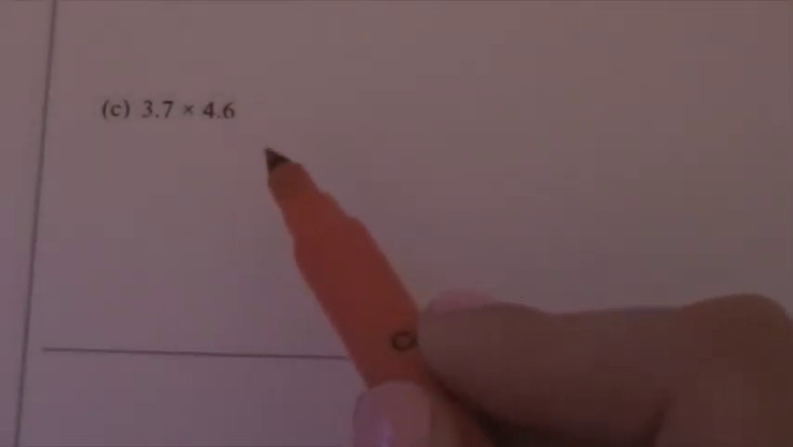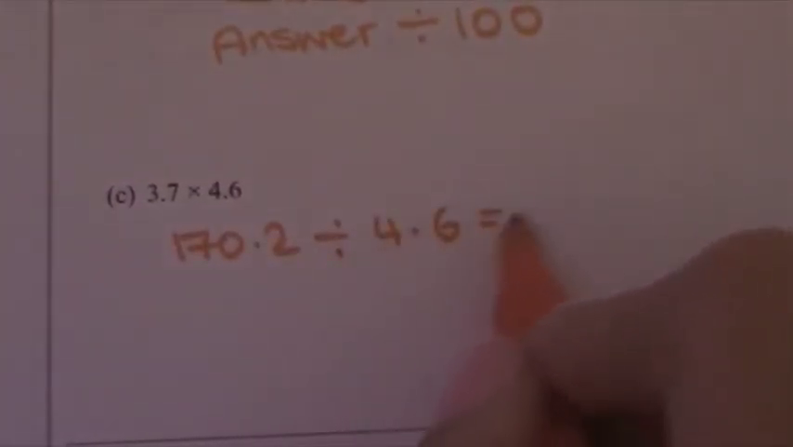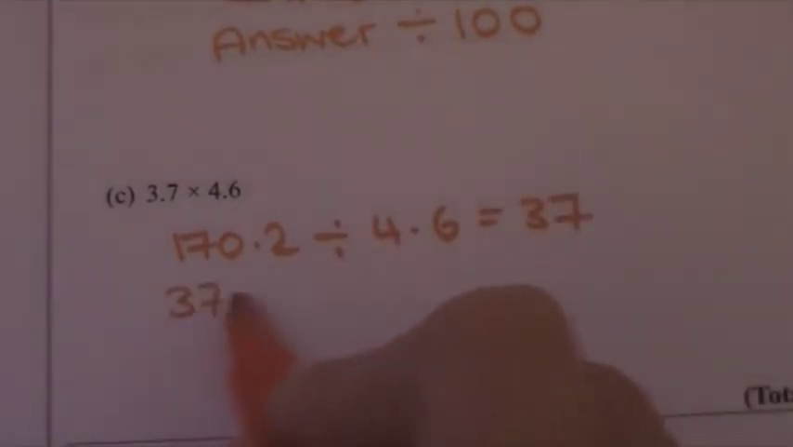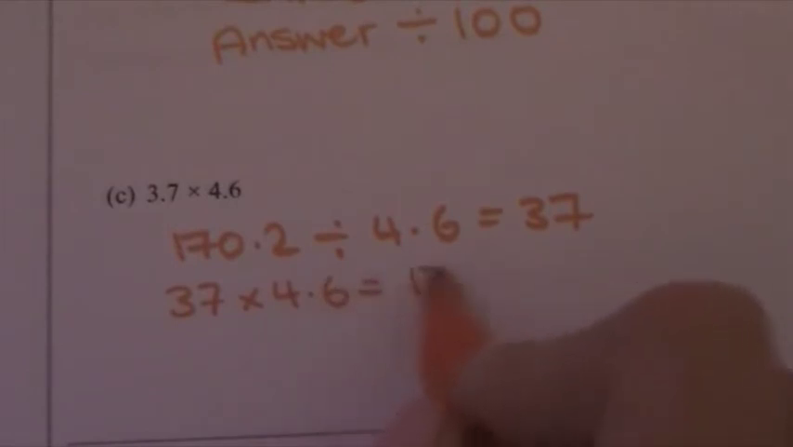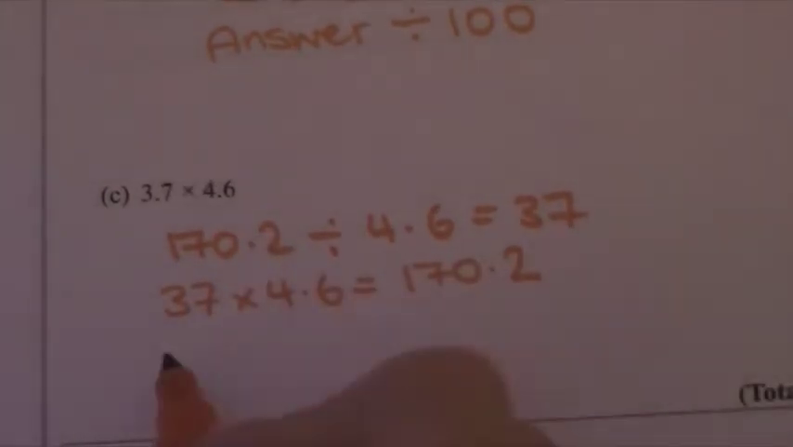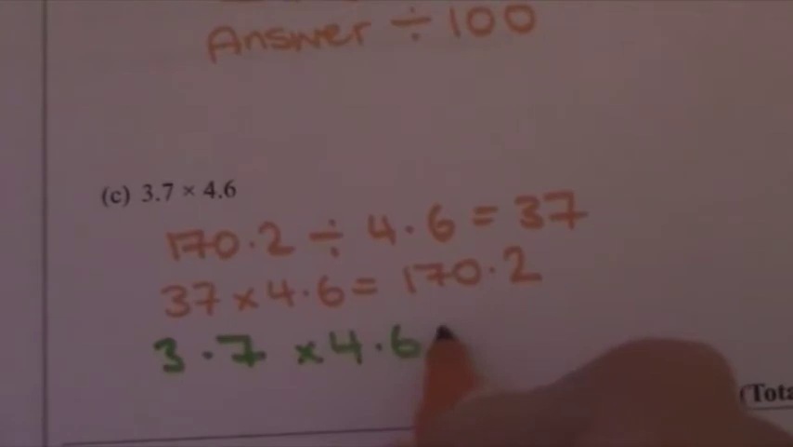Part C, 3.7 times 4.6. So we had 170.2 divided by 4.6 equals 37. So we were going to rearrange that. Our original question would look like this. Now the one in front of us, for part C, they've told us 3.7 times 4.6, and they want to know what the answer is.